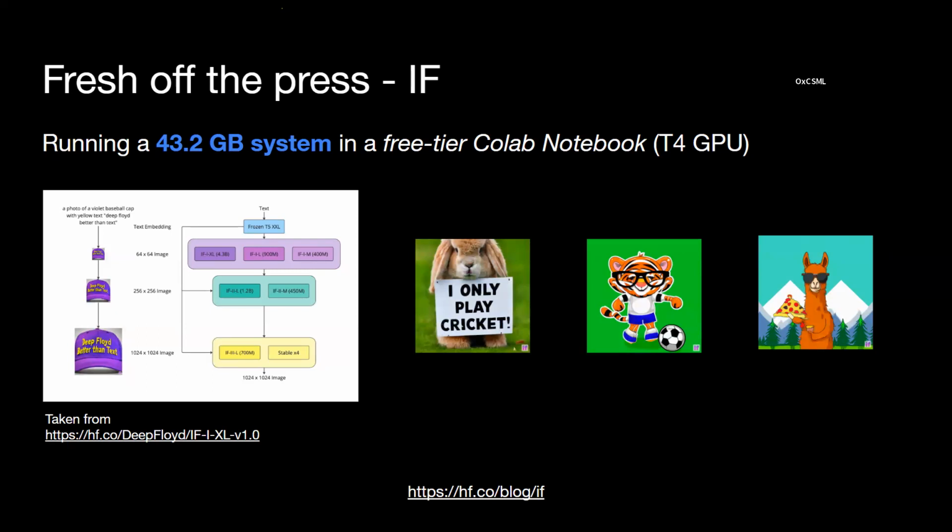But here's the caveat: IF is also extremely computationally expensive to run, because the entire IF system in full precision is 43.2 GB, and there's no way on this earth you could run such a system on a free tier Colab notebook instance, which comes with a 16 GB VRAM GPU. So the point I wanted to make here is we have got enough engineering cavalry for you to experiment with this, because with diffusers, with the right argument set, you can actually run a pipeline as heavy as IF on a free tier Colab notebook instance and experiment with this as seamlessly as possible.